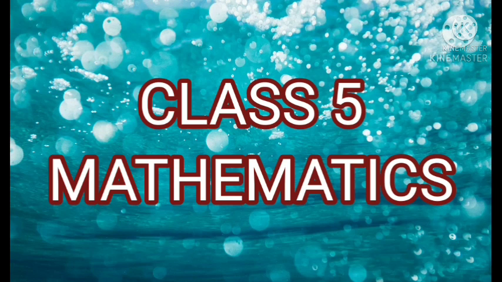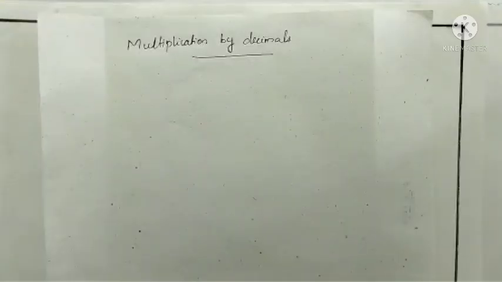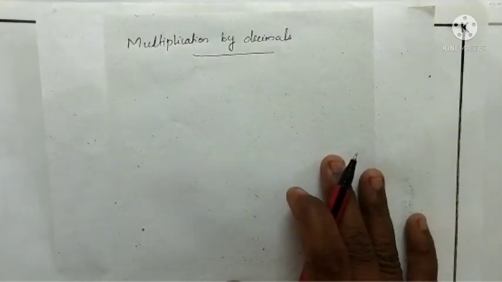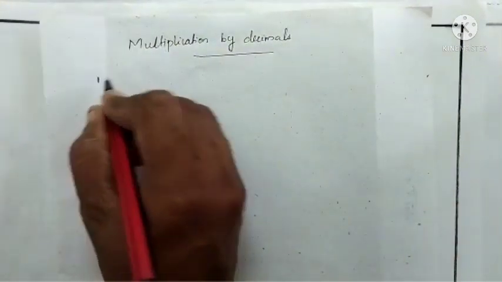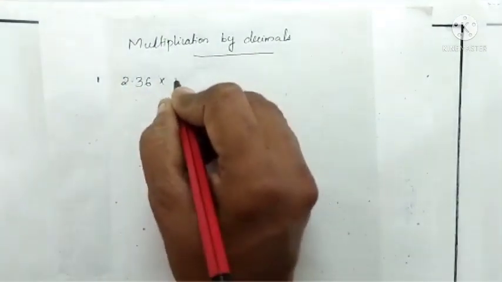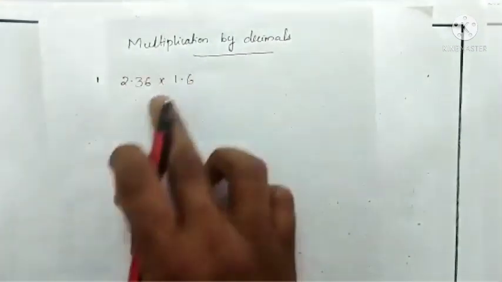Welcome back to the online class, class 5 mathematics, chapter 10, tens and hundreds. Next topic is multiplication by decimals. So, I write the first question: 2.36 into 1.6. These two numbers are decimal numbers.